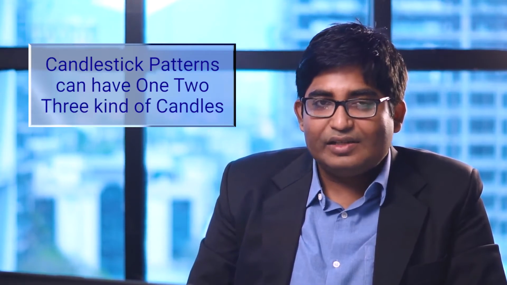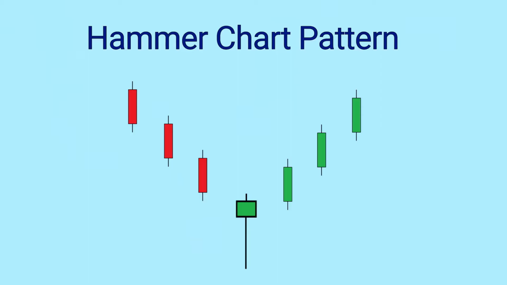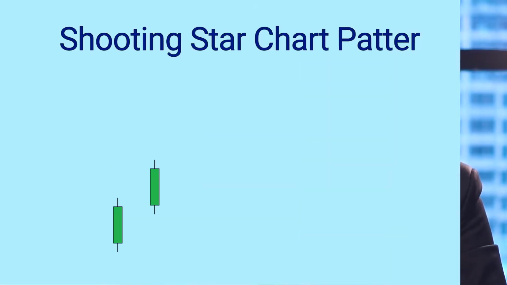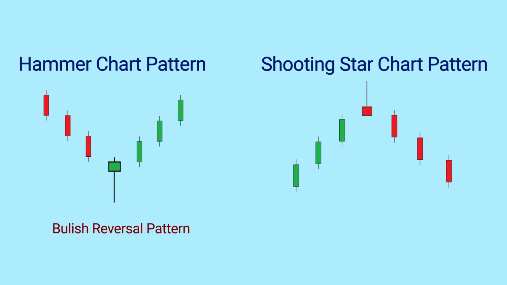Now, as we have said, candlestick patterns can have 1, 2, or 3 candles. So let us begin our understanding with the single candlestick chart patterns. Out of them, initially we begin with the hammer chart pattern and then we go on to the shooting star chart pattern. Both of them are mirror images of each other. The hammer is for bullish reversal and the shooting star is for bearish reversal.